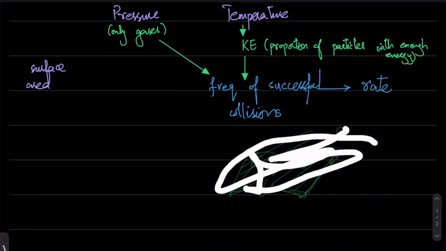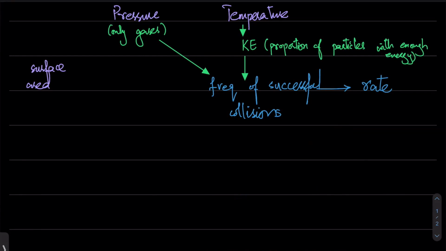So when the surface area is higher, particles are able to collide more. So basically, surface area exposes more particles at the same time. And when it exposes more particles, the frequency of successful collision increases.